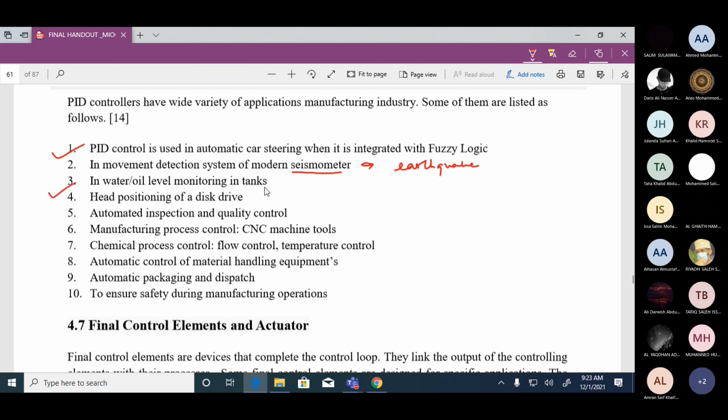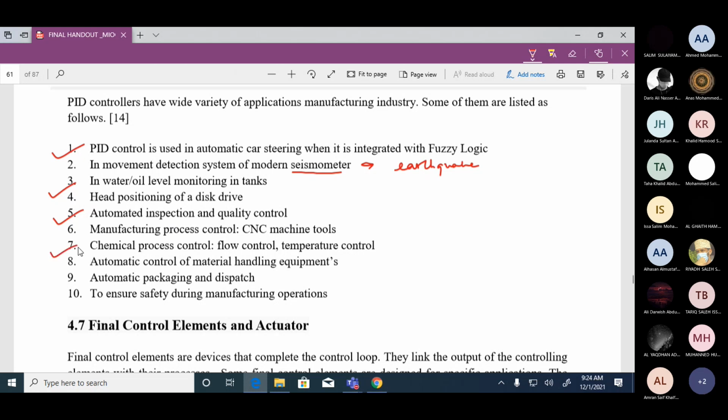Water and oil level monitoring in tanks. You need to make sure that the tank is neither becoming empty nor overflowing, so you need to have a controller. Then you can use it for automated inspection and quality control. You can check the quality of your product by checking the dimensions, if it is a mechanical tool, or in the case of checking the size of a package, checking if the bottle is correctly labeled, bottled properly, and sealed properly. So that's automated inspection, where we go in for the use of controllers.